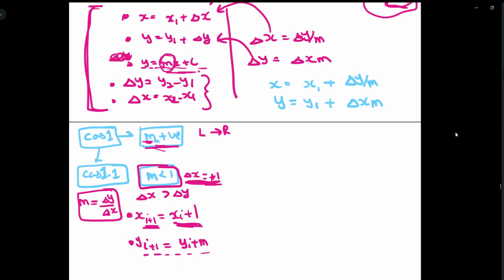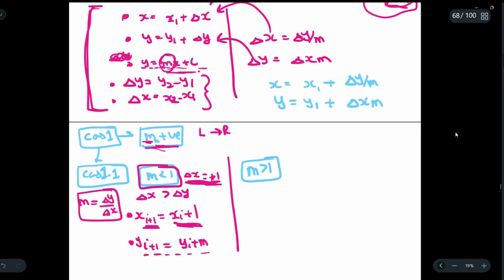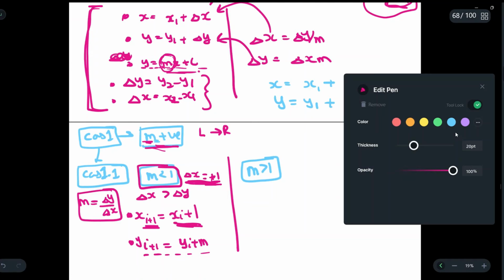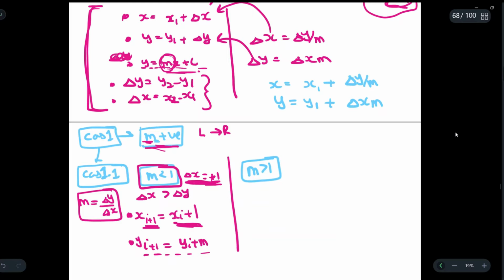that is, when the value of m is greater than 1, or the case in which we can say that the value of del y will be greater than del x, as we know that m is equal to del y by del x. And guys, keep writing along with me, otherwise you will get confused. Now let us see what will be the value of the next x coordinate and the next y coordinate. But before that, let us assign the value of del y as plus 1.